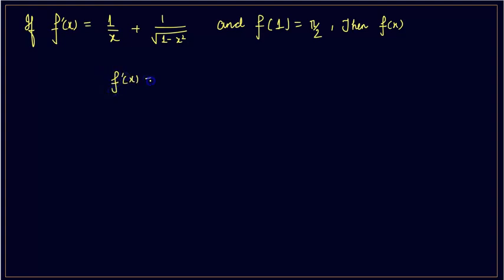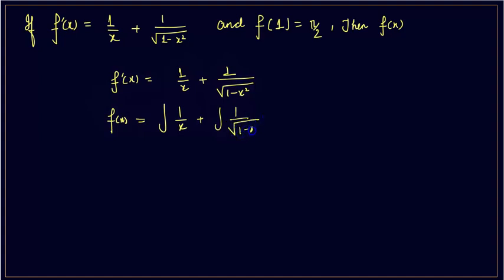Differentiate the value of f(x), that is given as 1 by x, and here it is given that 1 by root over 1 minus x square. Now if I want to find the value of f(x), I will write it as the integration of 1 by x plus the integration of 1 upon root over 1 minus x square dx, and here dx is also written. That can be written as log of x plus sine inverse of x plus c. So f(x) is equal to log of x plus sine inverse x plus c, that is given.